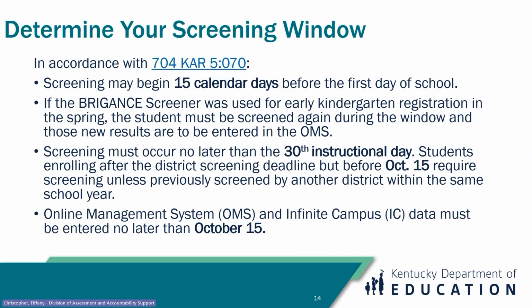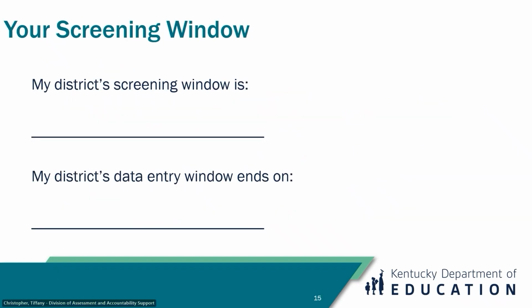If you use the Brigance to pre-screen students in early registration, those results cannot be used, as a screener was not administered during the official window. You will need to rescreen. It is important to ensure that if you screen students before school begins, you are within this window, and this is regulated by law. Be sure not to plan screening that conflicts with district or school professional development days. Take a moment and write down notes about your screening window and when your data entry window will close.